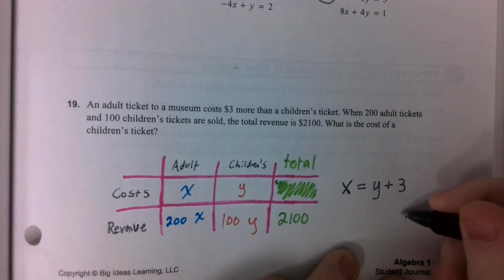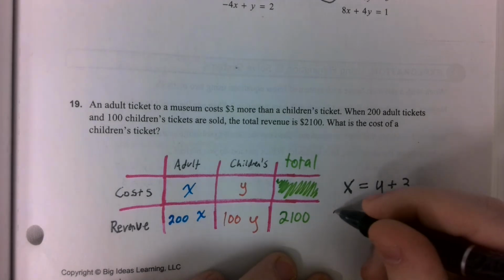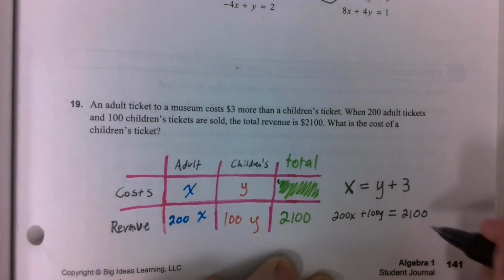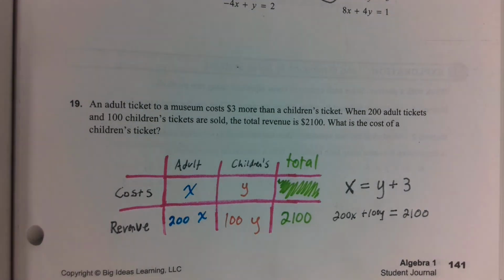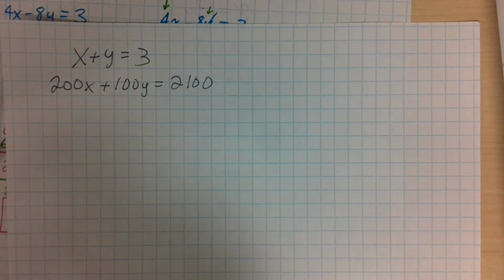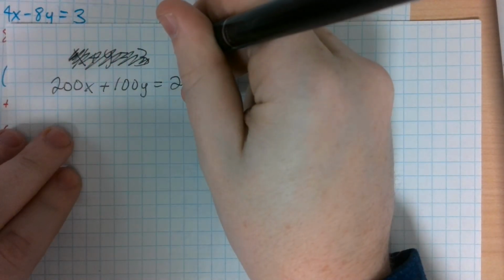When you set it up, it will end up looking like this. 200x plus 100y equals 2100. Now that these are set up, can we solve these? Take a second and try it out for yourself. If you want to see how it's done, we'll talk about it in just a moment. So pause the video. Oops, sorry, I miswrote this. Let's get down to business, though.